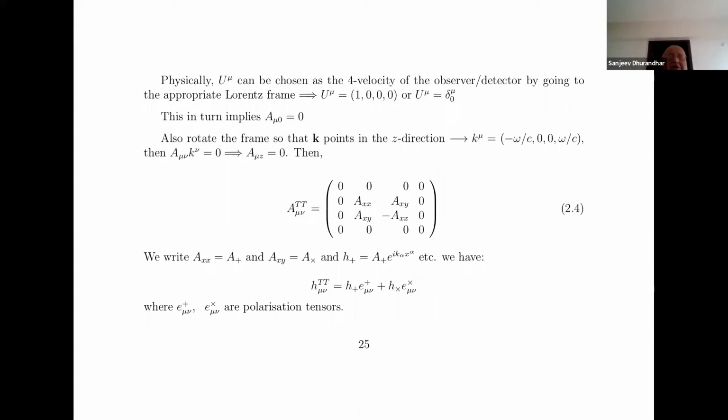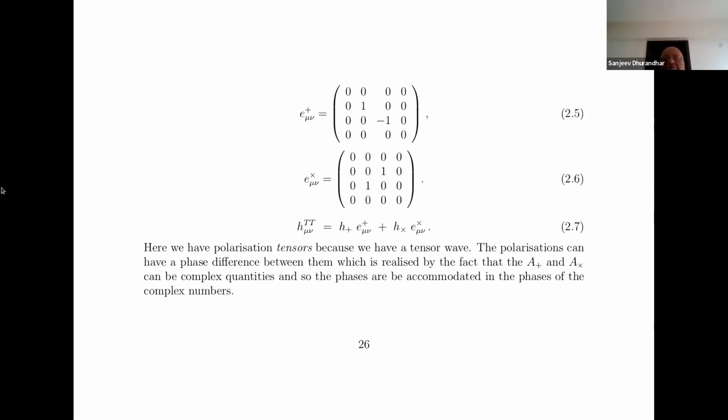So we write A_xx as A plus, that's the notation introduced by Kip Thorne, and A_xy as A cross, and h plus as A plus times e to the i k alpha x alpha, etc. And we can in fact write the transverse traceless metric perturbation h mu nu TT as h plus e plus mu nu plus h cross e cross mu nu, where e plus and e cross are the polarization tensors. So what are those polarization tensors? Here they are. So this is how the whole thing looks.